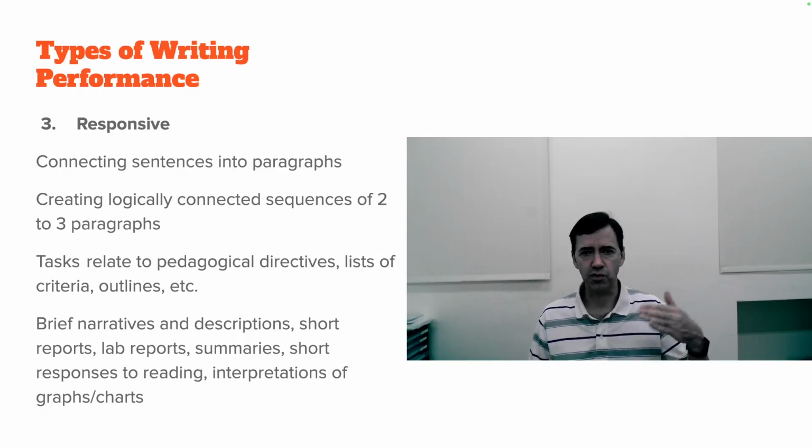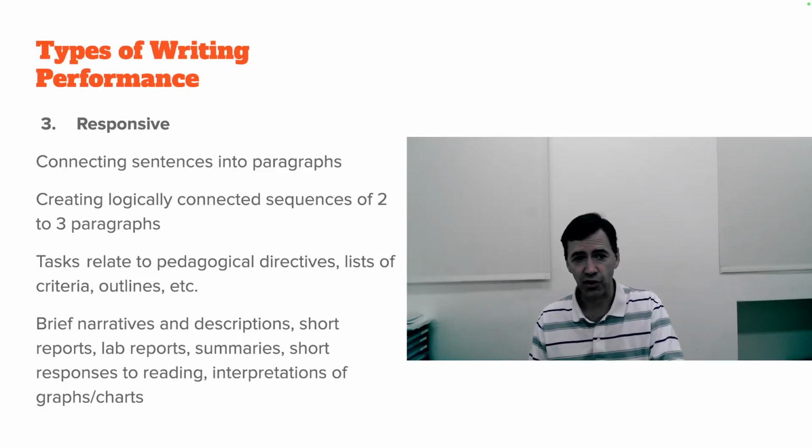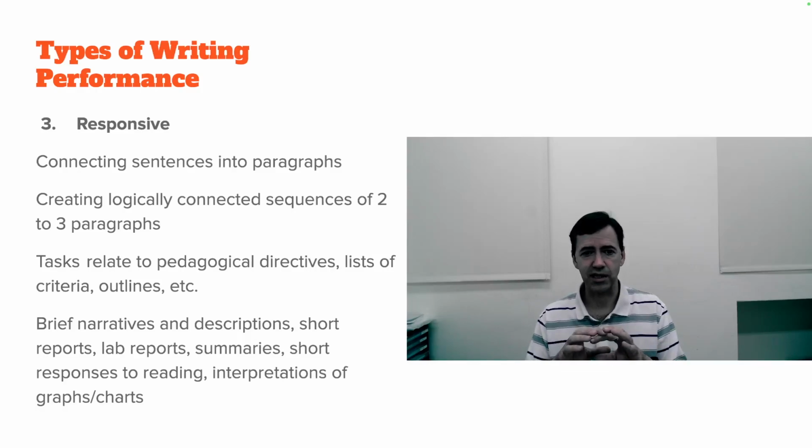Okay, then we move on to more challenging tasks. The third one is responsive. Here we're connecting sentences into paragraphs, creating logically connected sequences of paragraphs, from the first to the second to the third, probably no more than three. Tasks relate to pedagogical directives. So basically students get a list of criteria or an outline or some kind of directive and they have to respond to it. These include narratives, descriptions, short reports, lab reports, summaries, short responses to reading, and interpretations of graphs and charts.